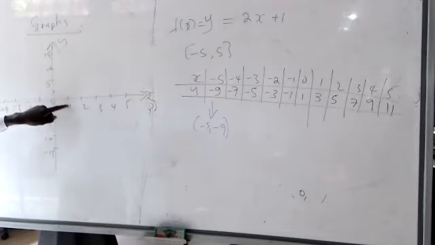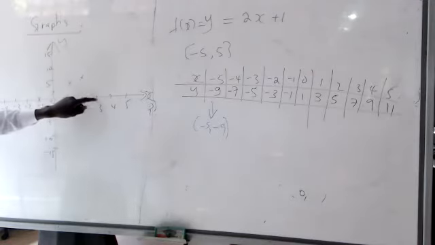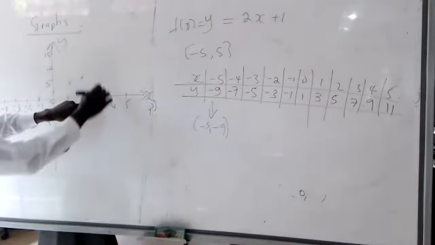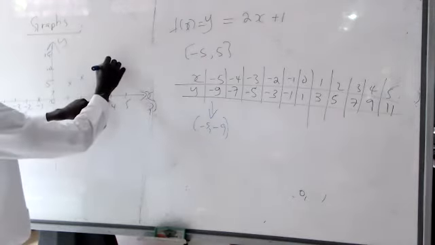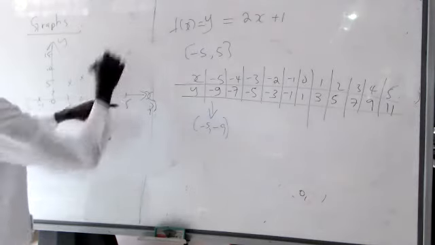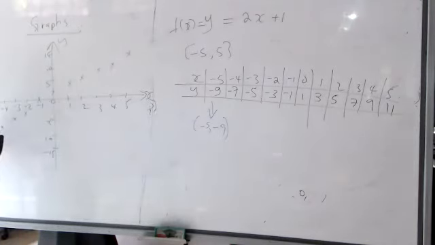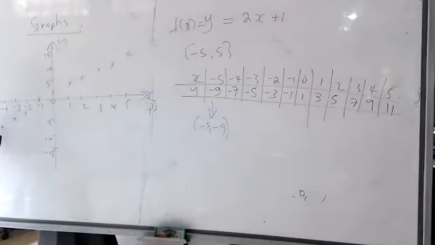What does 1 give? 1 gives us 3 somewhere there. How about 2? 2 gives us exactly 5. How about 3? 3 takes us to around 7. How about 4? 4 gives us 9 somewhere there. And then 5 takes us to 11. Then you join this. Just plot the coordinates and then join them.